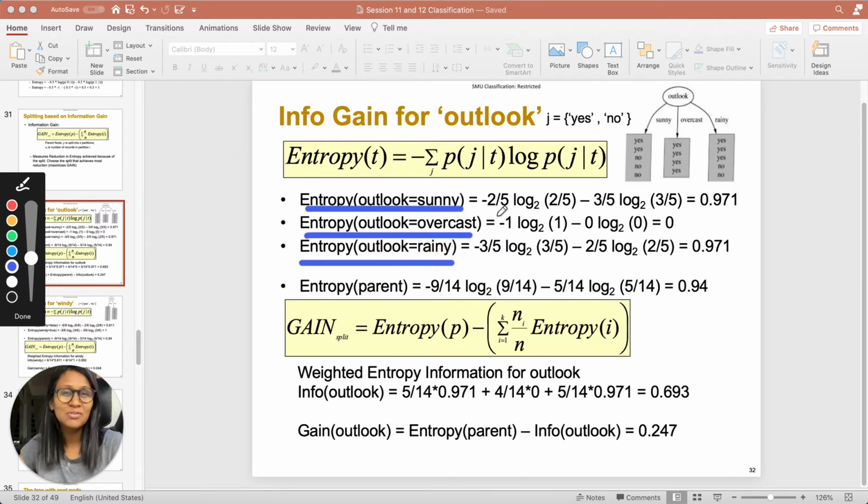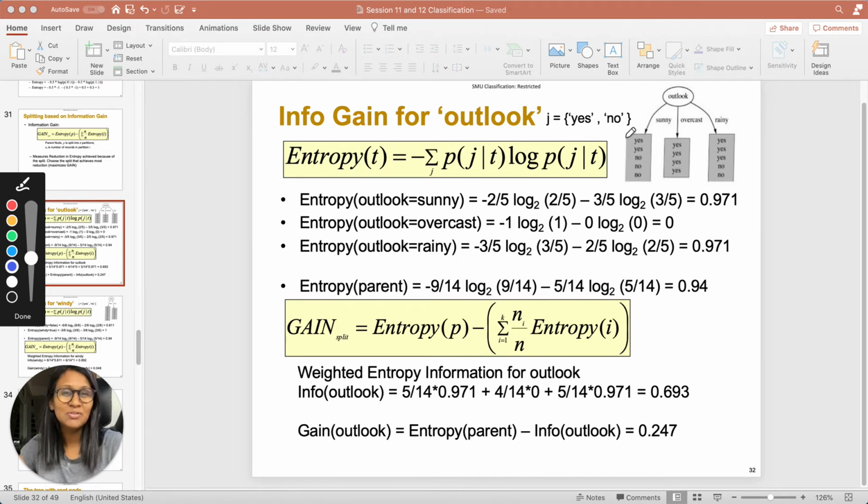So what we will do is we will plug in the formula of entropy. Now remember, the formula of entropy was minus summation over j of p_j(t) into log of p_j(t). Now remember, j in our example takes value yes and no. Okay, so let's look at outlook equal to sunny.